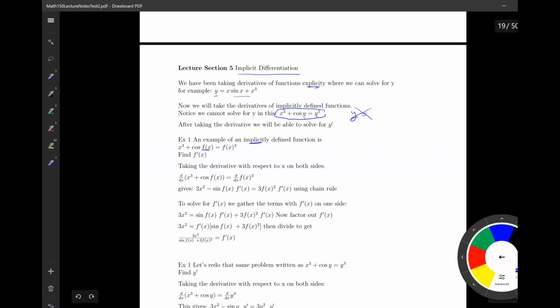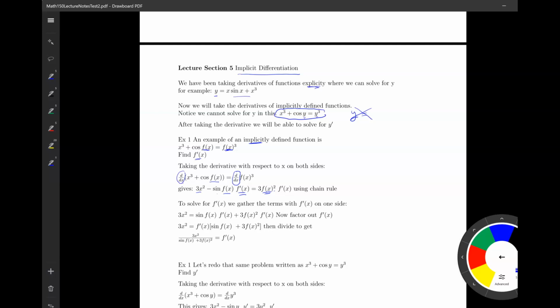So here's your f of x, your y is equal to your f of x, and let's go find f prime. So chain rule is happening, right? Taking the derivative with respect to x on both sides, reminding yourself you're taking the derivative with respect to x. So taking the derivative with respect to x of x cubed, I get 3x squared. That's it. So taking the derivative with respect to x of cosine of the function, I take the derivative of the cosine, get negative sine, carry the function along, and then multiply by the derivative of the function. Here I'm doing chain rule, so bring the 3 down, carry the inside along to the squared power. Now take the derivative of the inside and get f prime.